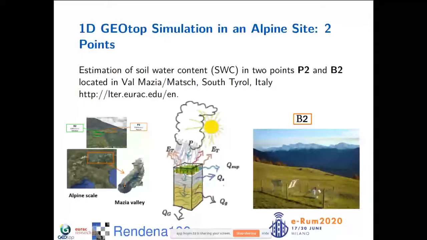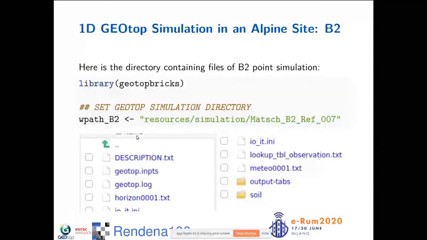We have a one-dimensional case, located in an environmental research laboratory in the Alps in South Tyrol, close to Austria and Switzerland. On this hillslope you have one point called B2, located in Val Mazia, and then another point which is P2. I don't want to go into the details of hydrology and ecology.